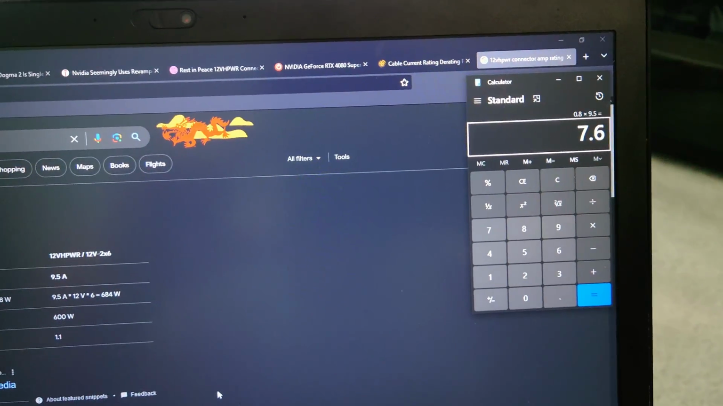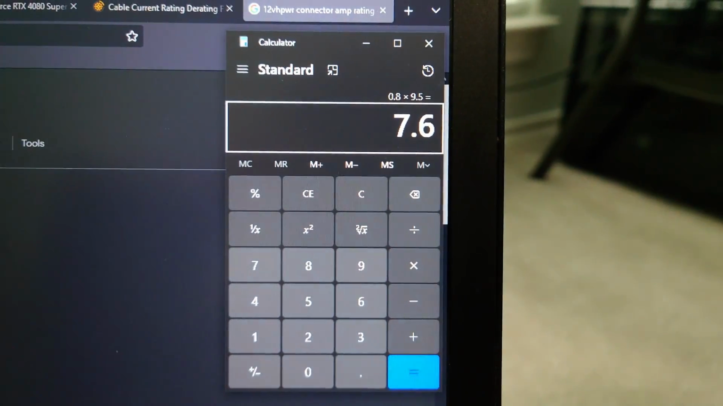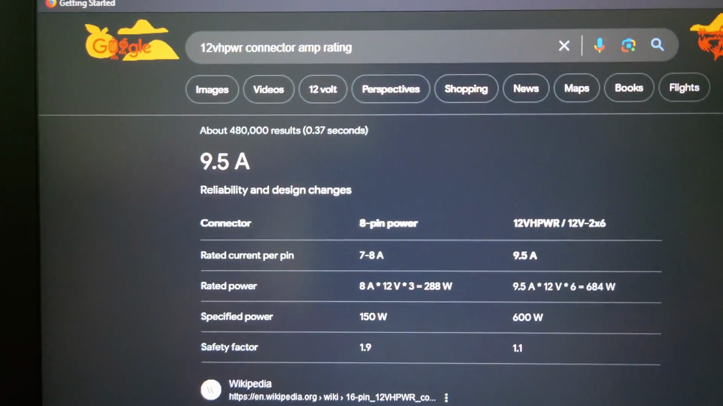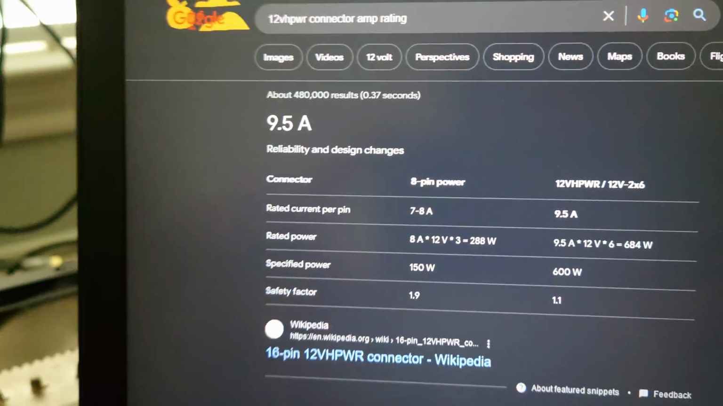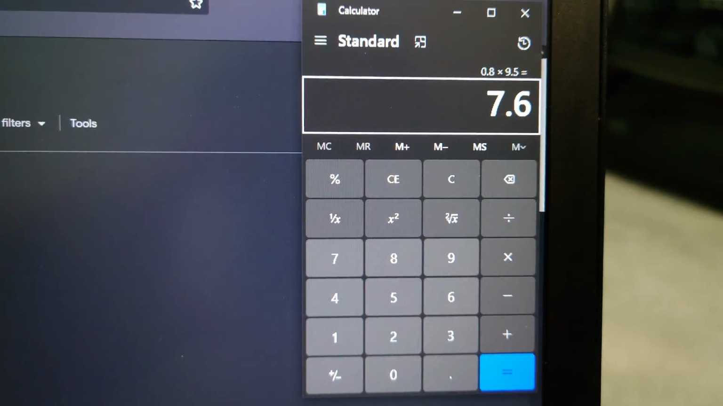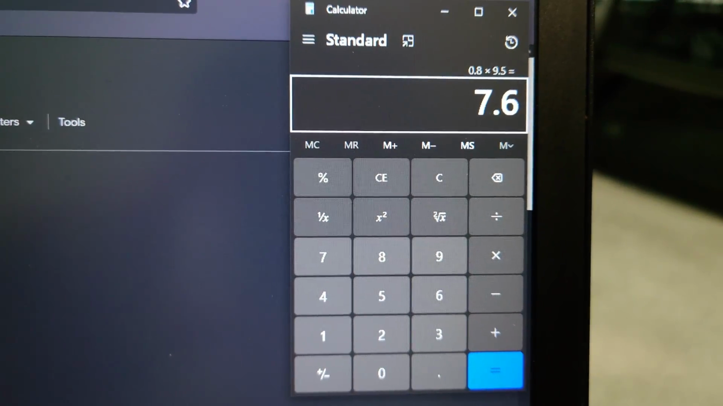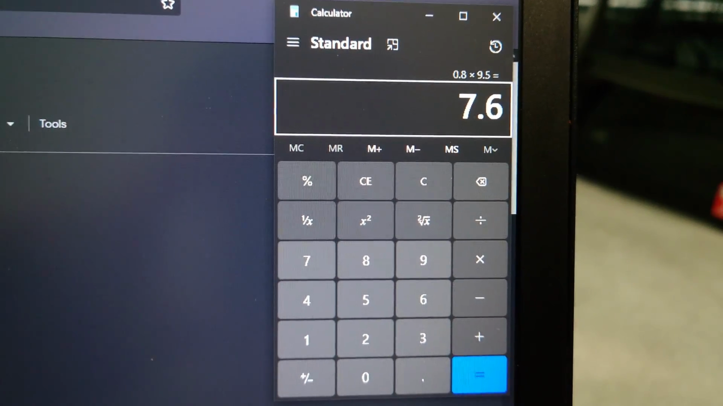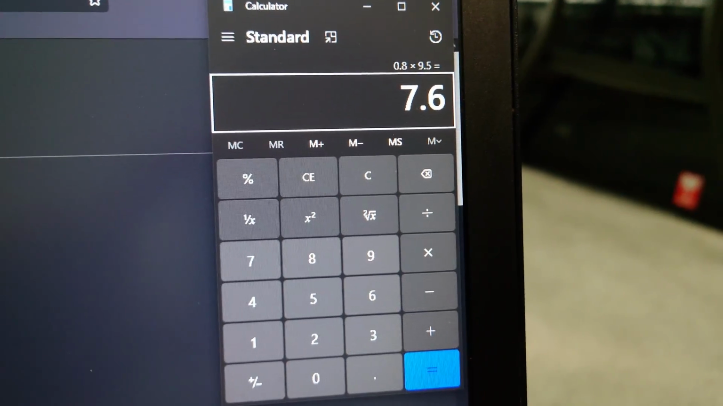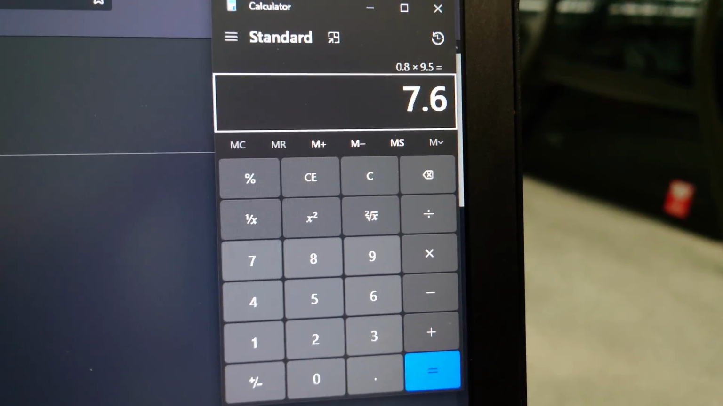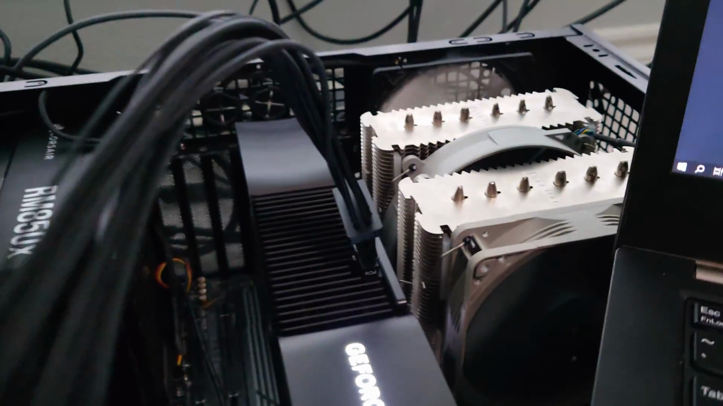Just to show the derating factor on these, if we do the math, right? So the 12-volt high power supposedly is rated for 9.5 amps. I don't know how much I believe that. I tend to believe that it's actually 8.5 amps. But if you take the official number and you apply a derating factor of about 80%, so that would be 0.8 times 9.5 amps, that means that realistically, they're rated for potentially only 7.6 amps. And that's being generous.